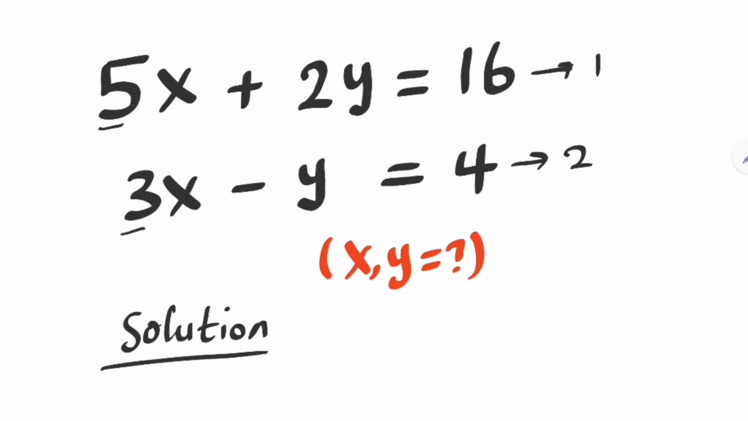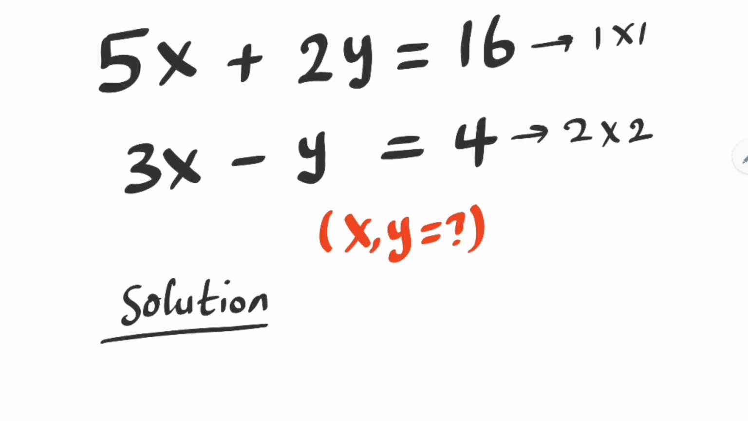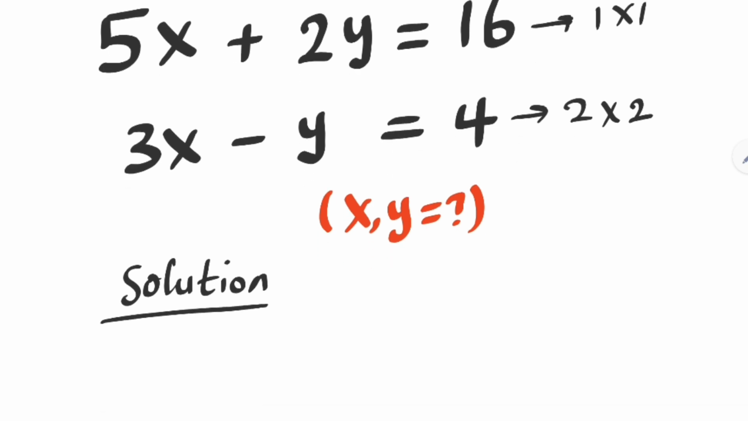Now, in order to eliminate either x or y, we need to make the coefficients equal, and one sign must be negative while the other must be positive. But here, let us multiply equation 1 by 1 and equation 2 by 2 in order to eliminate this y here. If you multiply equation 1 by 1, we have 5x plus 2y is equal to 16. Now let us multiply this equation 2 by 2.